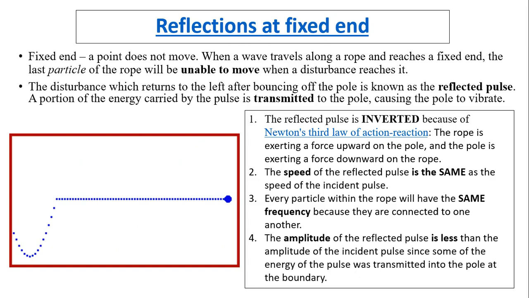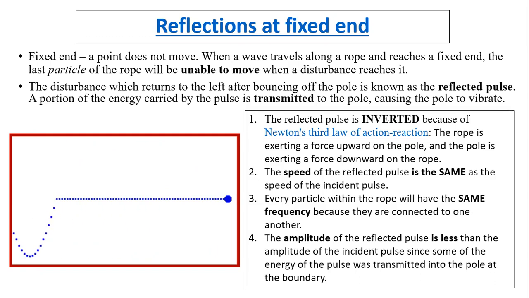Reflection at a fixed end. What is a fixed end? A fixed end is a point that does not move. When a wave travels along a rope and reaches a fixed end, the last particle of the rope will be unable to move while the disturbance reaches it.